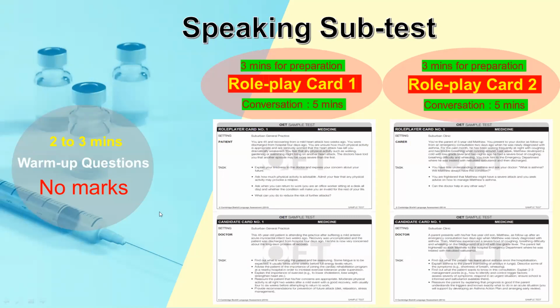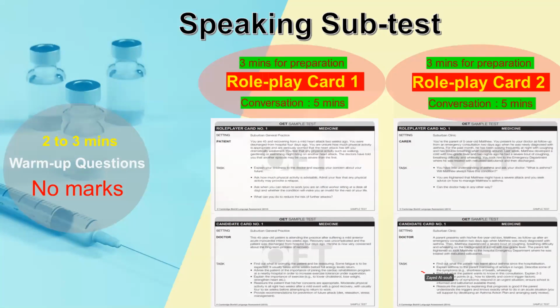So in brief, at the start, you'll take 2 to 3 minutes for warm-up questions, and there are no marks, no penalties for your mistakes. After that, you'll start with 3 minutes for preparation to read and underline the important words in your card. And after that, you'll start the conversation with the OET interlocutor, your patient. And after that, you'll continue to the next card, card number 2. And again, you will take 3 minutes for preparation and 5 minutes for conversation. And this is the end.